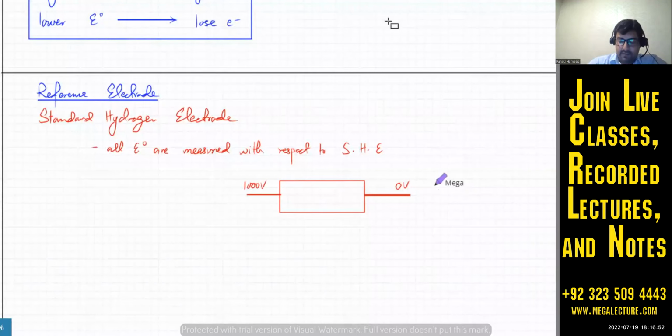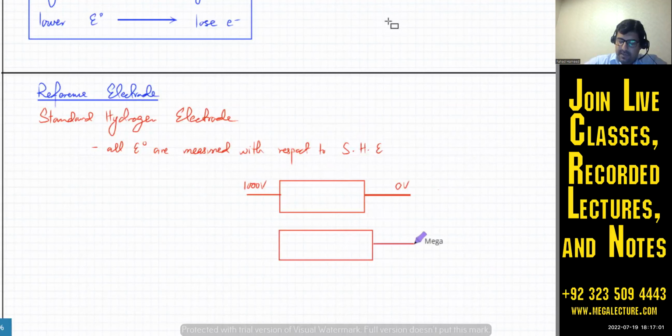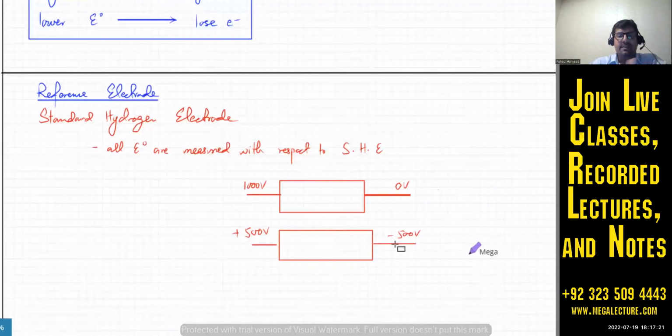That's 1,000 volts, right? Now, what if I take another resistor and there is minus 500 volts potential on this side and plus 500 volts potential on this side, right? So what is the potential difference across this resistor? It's exactly the same. It's 1,000 volts. So the point is potential is a relative term. Almost all measurements are relative to something.